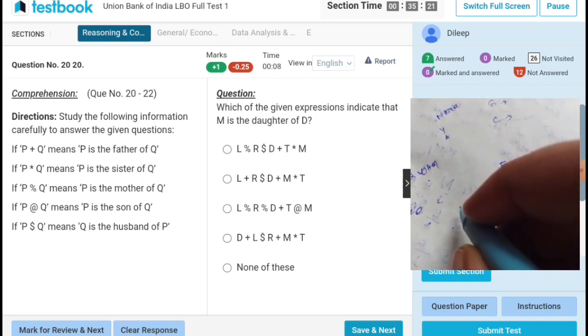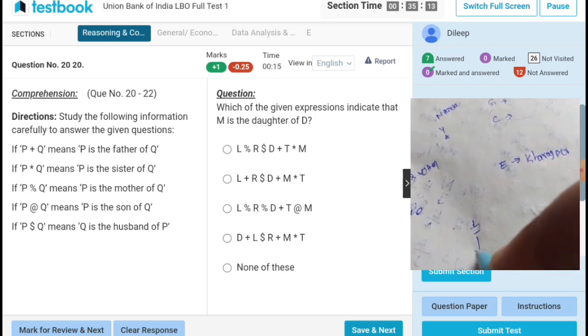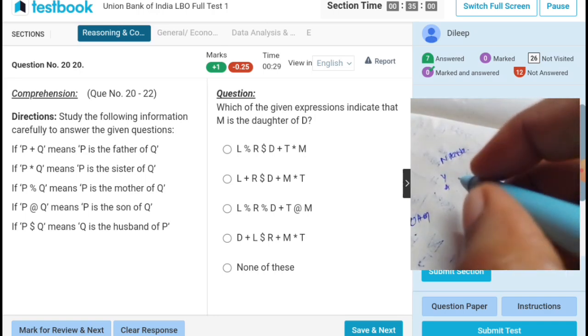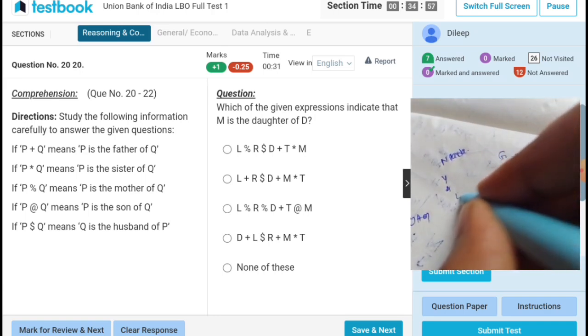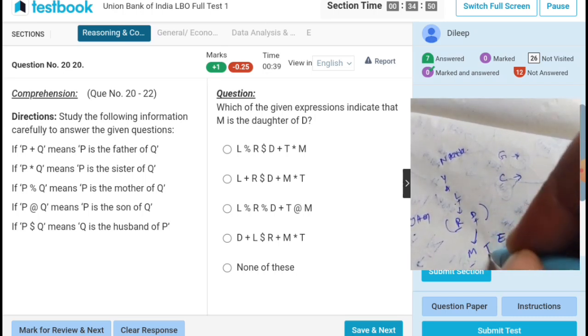M is the daughter of D. L is the mother of R. T is the husband of R. T is the father of M, and M is the sister of T.